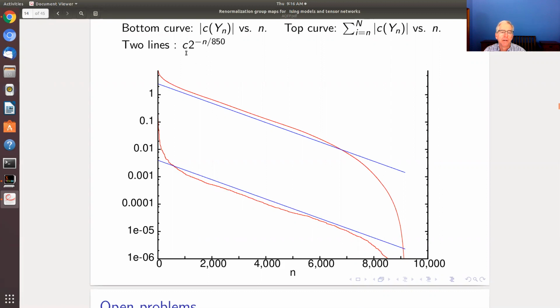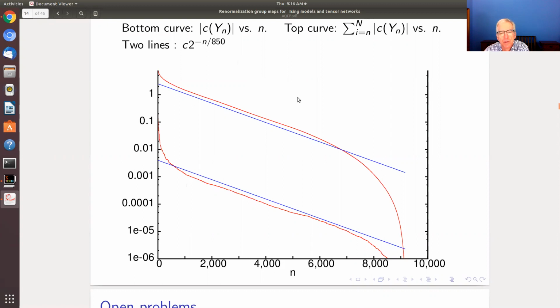So the blue line is a fit using this form. In other words, if you want to see this coefficient go down by a factor of 2, you have to go about 800 coefficients further down the list. Okay, so it's decaying exponentially, but extremely slowly.